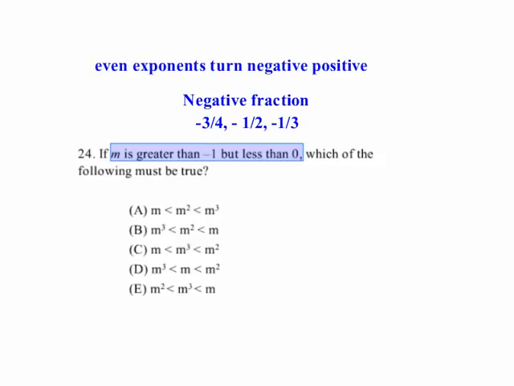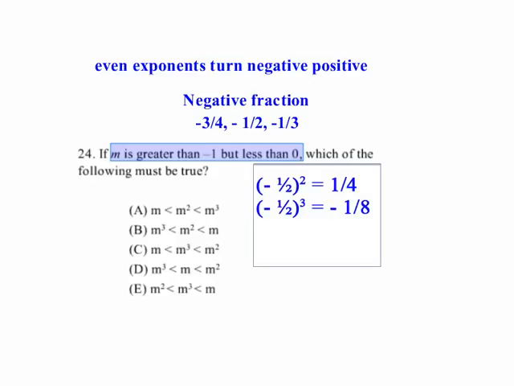Let's look at one for instance. Let's just say that m is -1/2. Well, (-1/2) squared is 1/4. That's a positive number. So (-1/2) squared is going to be the greatest number. When we cube -1/2, (-1/2) cubed is equal to -1/8.